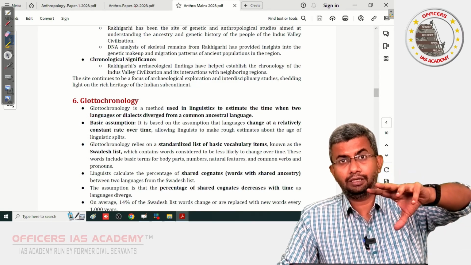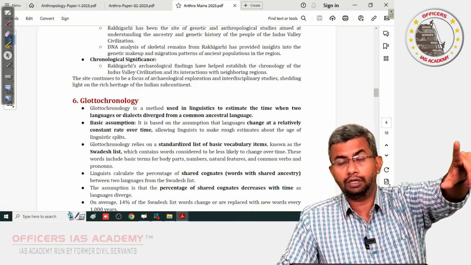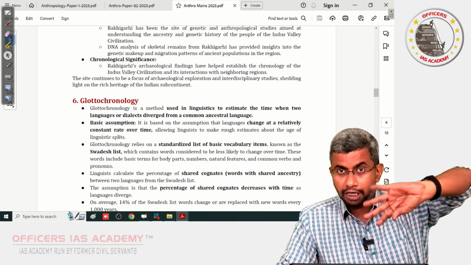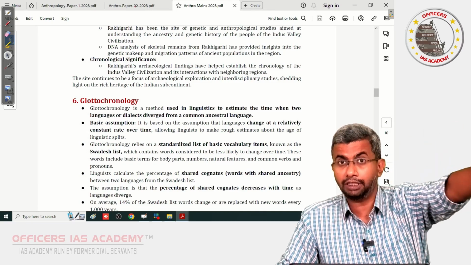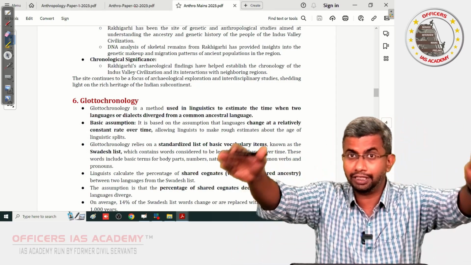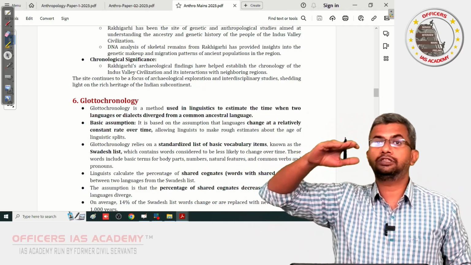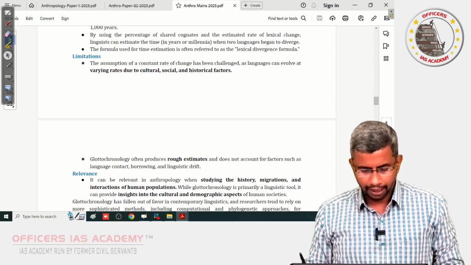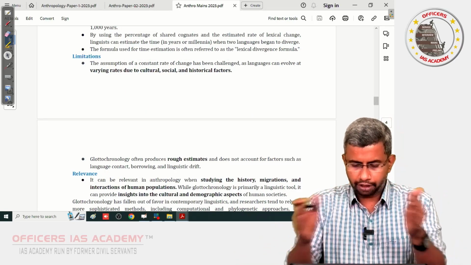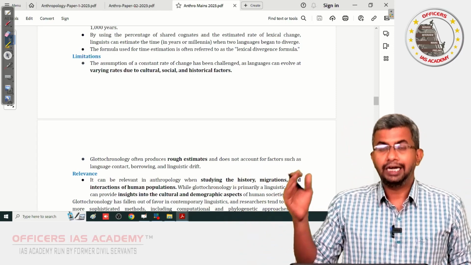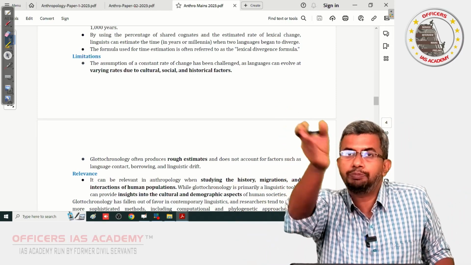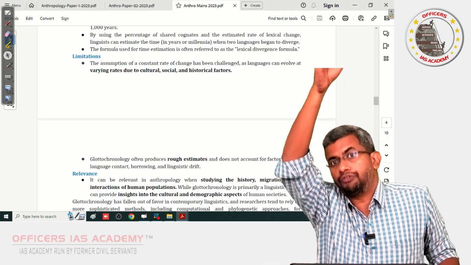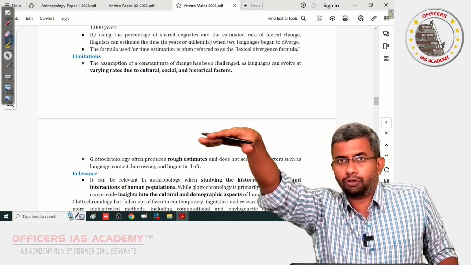So these common terms, how they diverge, it assumes a rate of 14% divergence, which will be replaced with some other words or completely new words when the languages diverge. And it assumes that this divergence happens at the rate of 14% over a 1,000-year period, right? And by using the percentage of shared cognates and estimated rate of lexical change, linguists can estimate when two languages began to diverge. What is the level of difference? And assuming this proportion, how far back they were common and when they started to diverge.